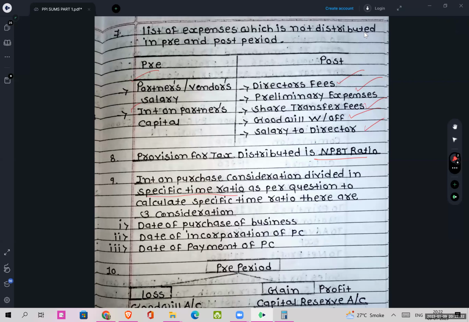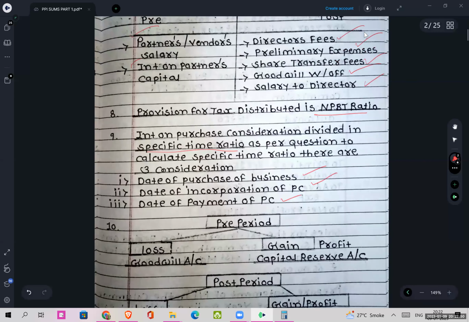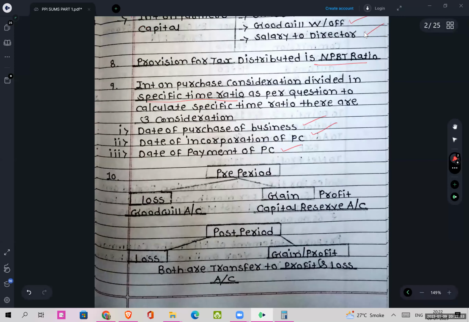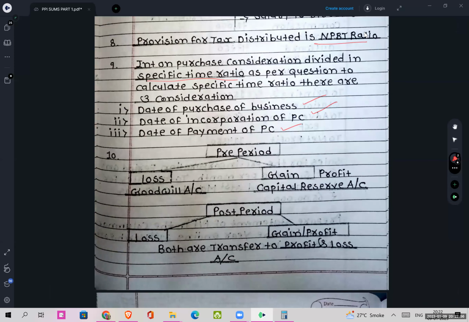To calculate specific time ratio, there are three elements that you have to take into consideration. First is the date of purchase of business, date of incorporation, and date of payment of your purchase consideration. So this is what we discussed, just a diagrammatic presentation of it. Pre-period profit will be transferred to capital reserve, and pre-period loss will go to goodwill account. Post-period profit will go to P&L account, and post-period loss will also go to P&L account only.